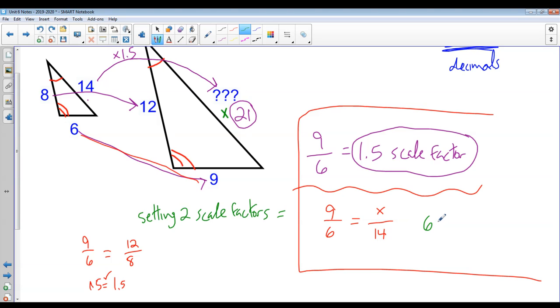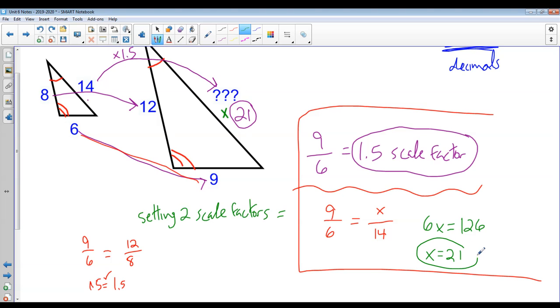We say that, okay, 6 times x. So if I multiply the product of the means, I know 6 times x is equal to 9 times 14. So if I'm going to do this in my head, let's see, 14 times 10 is 140, and then that means 14 times 9 is 1 less than that. That's not right, is it? No, 126. I was backwards. And now I can divide both sides by 6, and I get x equals 21.